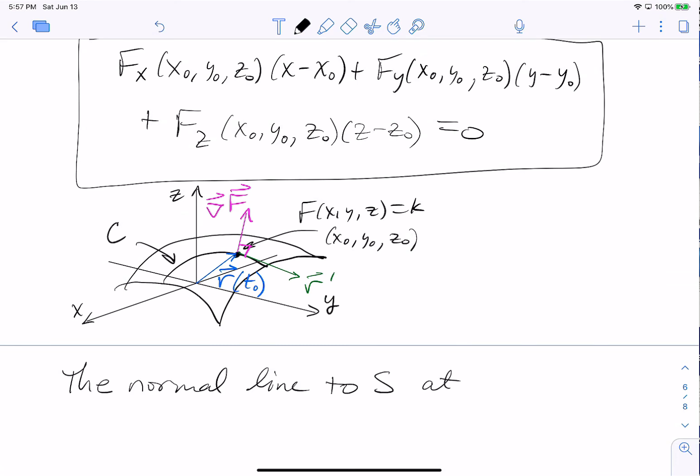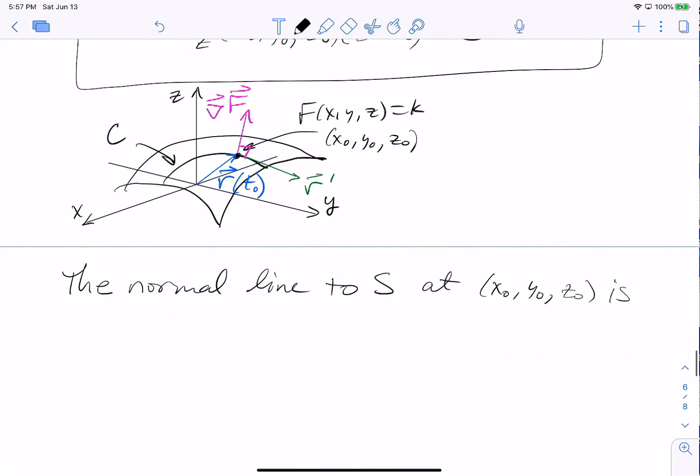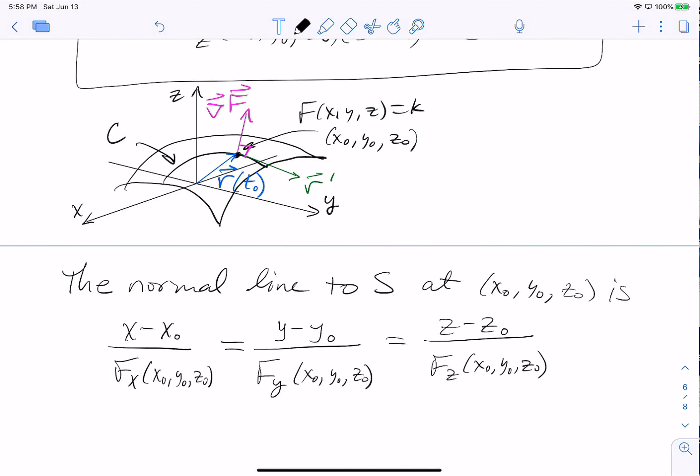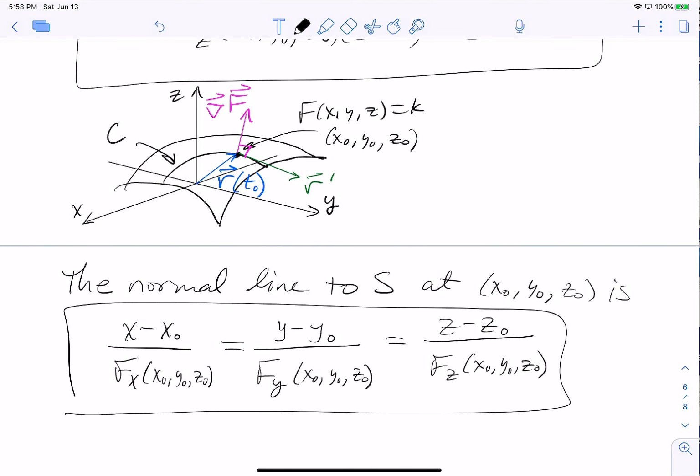And we can say that the normal line to S at the point x naught, y naught, z naught is x minus x naught divided by fx, the partial, at x naught, y naught, z naught, equals y minus y naught divided by fy, the partial, at x naught, y naught, z naught, and that equals z minus z naught divided by fz at x naught, y naught, z naught. And I've chosen to give these to you as symmetric equations.